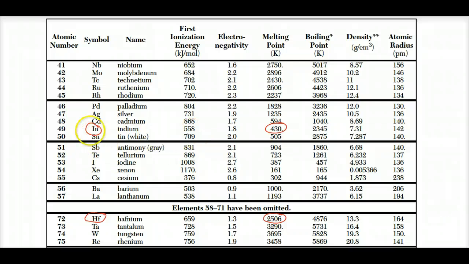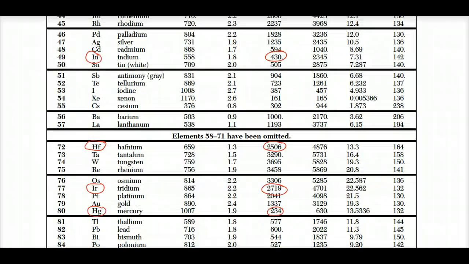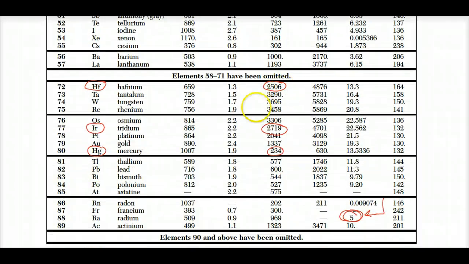And of course, I look at indium, 430. It's pretty high. Hafnium, 2,506. Iridium, 2,719. As we talked about, these are so high, which means if your room temperature is below that, you're going to be solids. You need that temperature to melt. Now, you say, well, Mr. Grotsky, mercury is 234. That seems higher than 20. Well, that's 20 degrees Celsius.